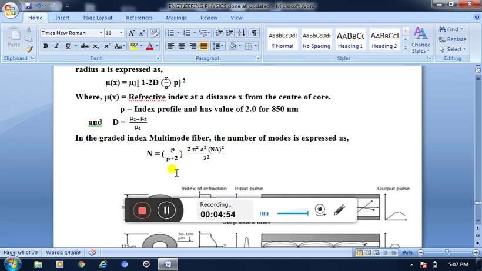Dear student, then the total number of modes in graded index multimode optical fiber, capital N, is equal to p upon p plus 2 times 2 pi squared a squared NA squared upon lambda squared.